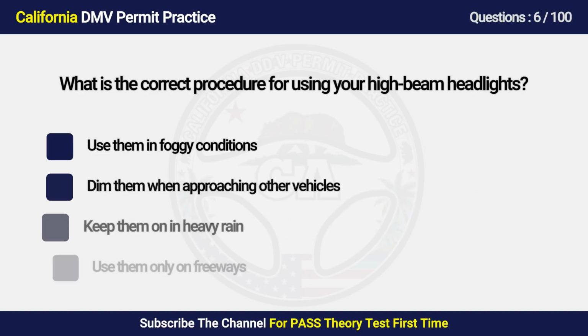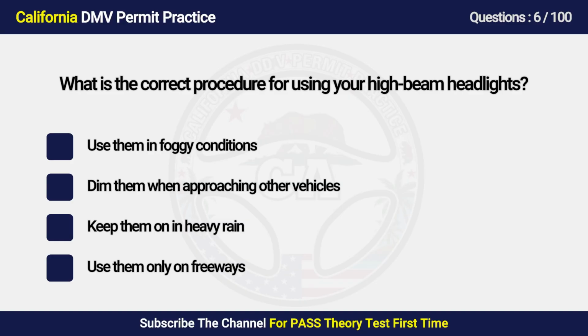Question 6. What is the correct procedure for using your headlights? A. Use them in foggy conditions. B. Dim them when approaching other vehicles. C. Keep them on in heavy rain. D. Use them only on freeways.